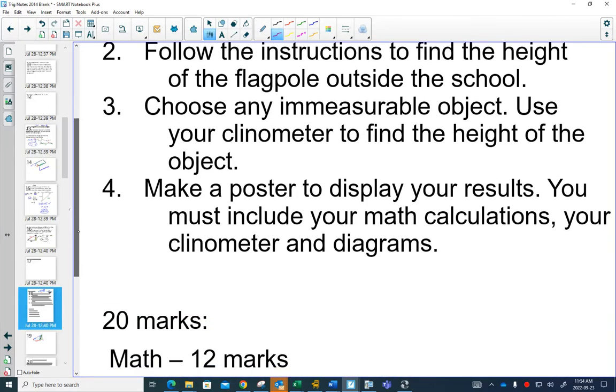Make a poster. I would start it this weekend. Make a poster to display your results. Your poster has to have your clinometer attached to it.